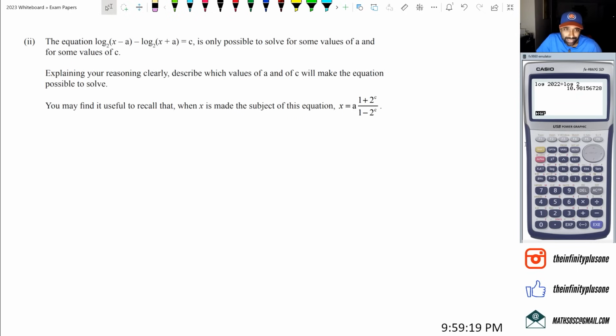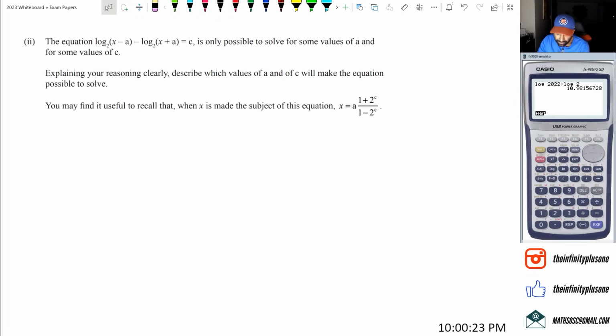Hopefully you had a chance to pause it. Okay, so basically what this says is that this equation has only one possible solution for some values of a and c. Describe which values of a and c will make the equation possible to solve. This is one of these weird questions, but there are a few situations that could happen, and you've got to talk about these 3 situations.